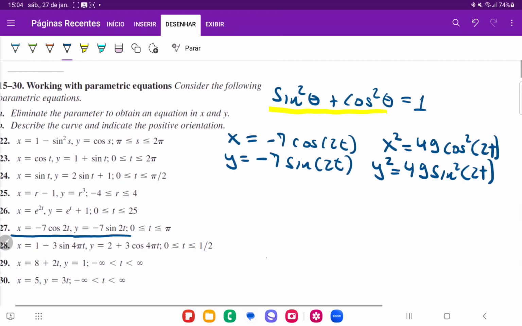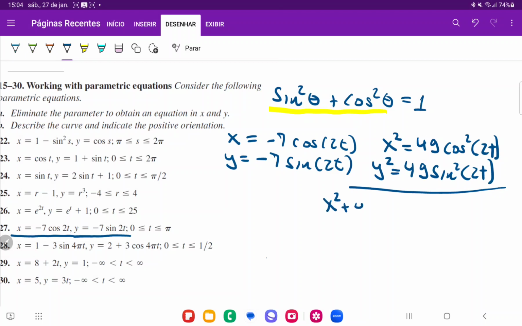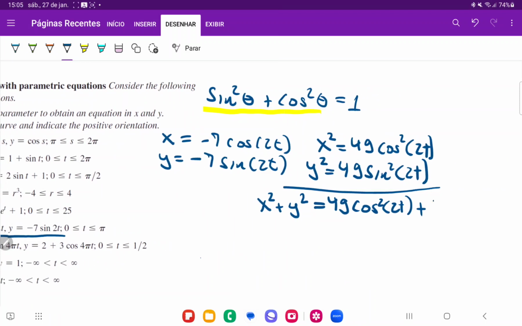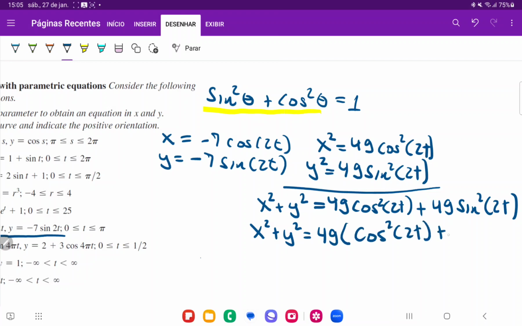Once we've gotten this, we're going to add these two equations. By adding the left-hand side, we get x squared plus y squared. And adding the right-hand side, we get 49 cosine squared of 2t plus 49 sine squared of 2t. Now we're just going to factor out the 49, and that leaves us with cosine squared of 2t plus sine squared of 2t.